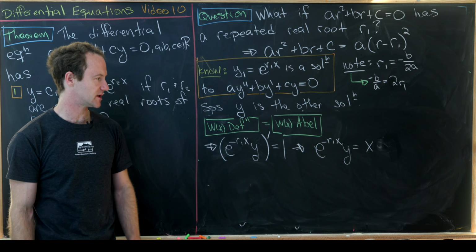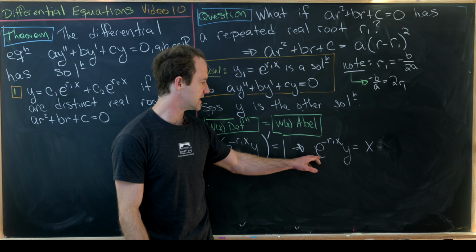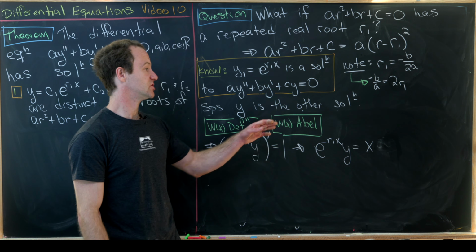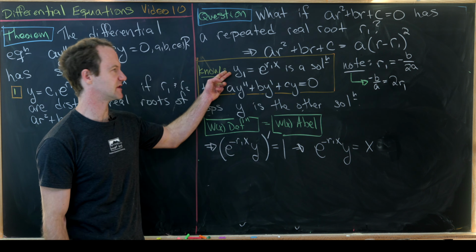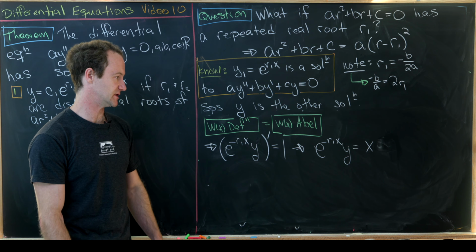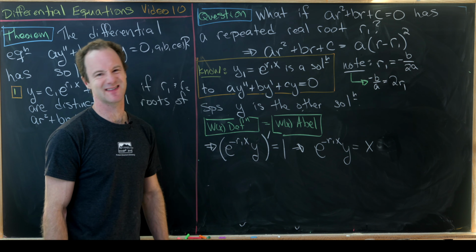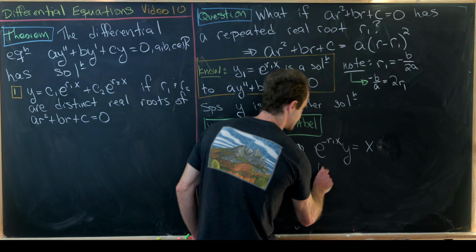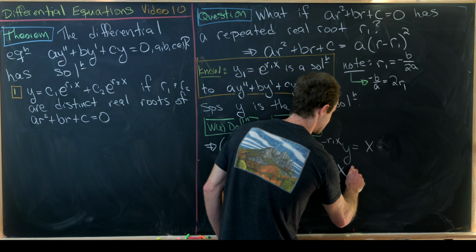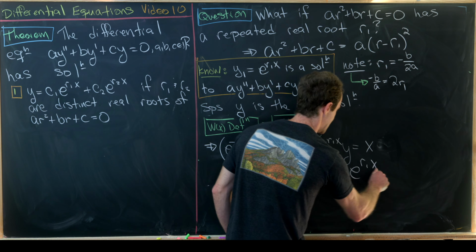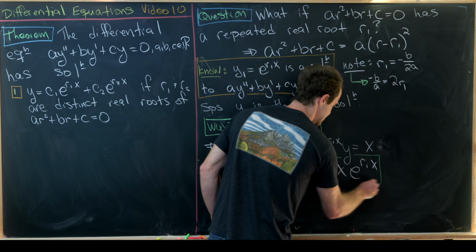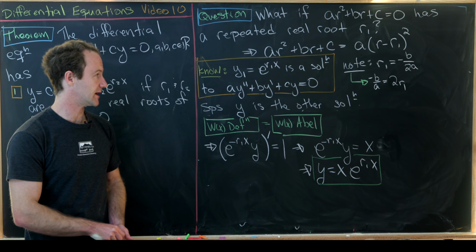But I'll leave the constant out because if you notice, multiplying through by e to the minus r1x to that constant will achieve the solution that we already know. So there's no point in doing that. So just doing it like that is kind of enough for our purposes. Okay, so that tells us y equals x times e to the r1x after multiplying through by e to the r1x to solve for y.